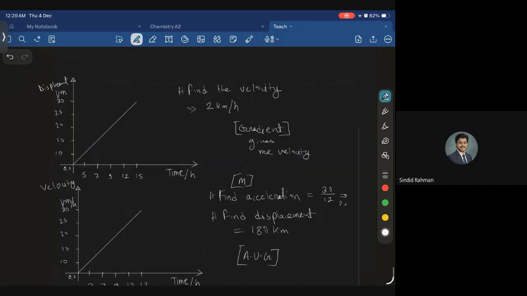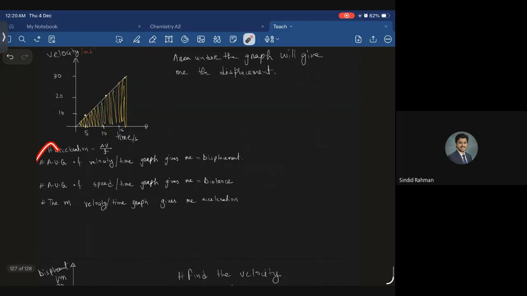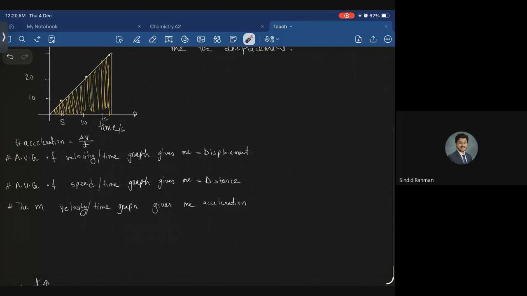In the exam, you'll be asked to find these things from the graphs, and you have to make sure that you can find it easily. At first you have to memorize these things that I have taught you already, like what gives what. The area under the graph of a velocity time graph gives me displacement, the area under the graph of a speed time graph gives me distance, and the gradient of a velocity time graph gives me acceleration.